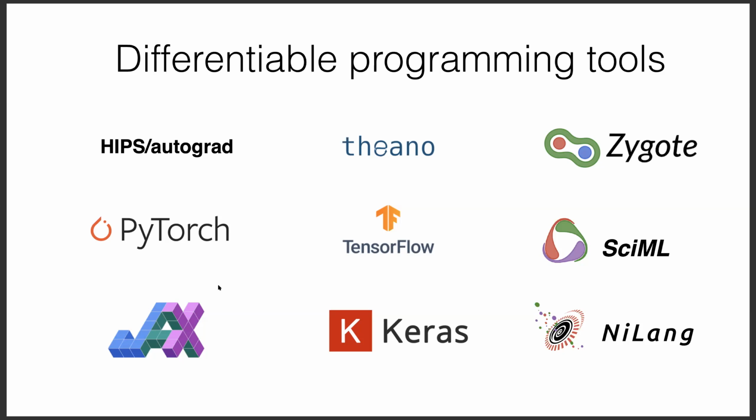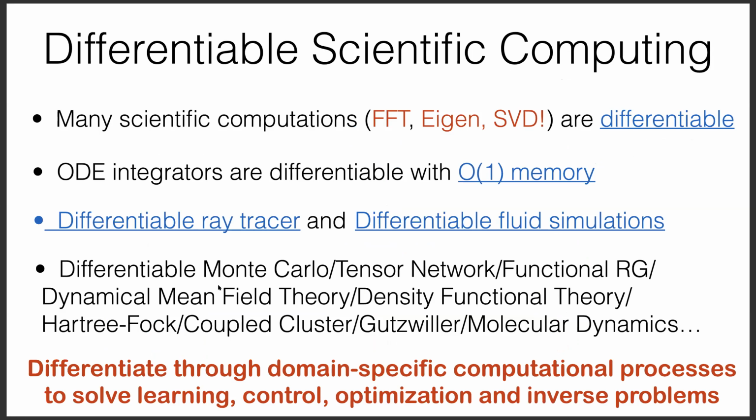And with all this preparation, I think it's time for us to talk about differentiable scientific computing, because many of the elementary scientific operations like Fourier transform, eigensolver, SVD, they are all differentiable. Also, ordinary differential equation integration. So with that, in machine learning, people already build up differentiable ray tracers and fluid simulations. And in the field that I'm working on, I see that people are talking about building up differentiable Monte Carlo, tensor networks, DFT, molecular dynamics.